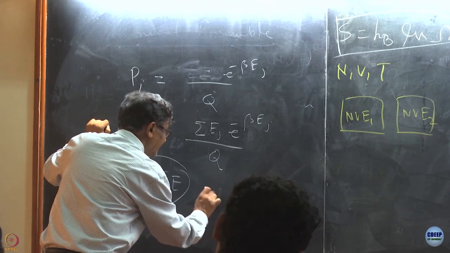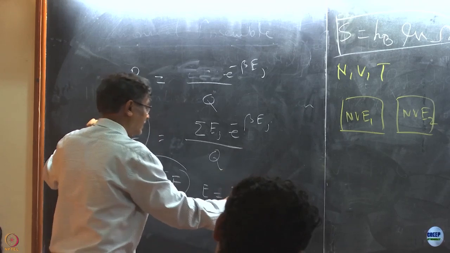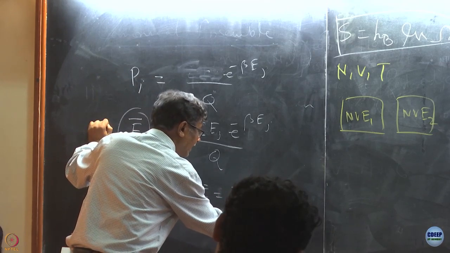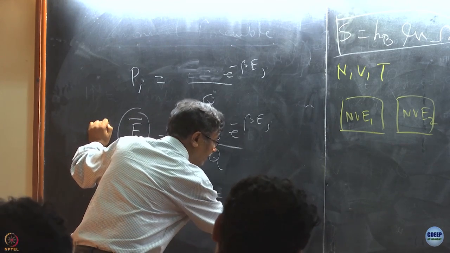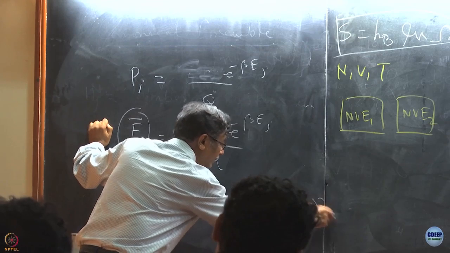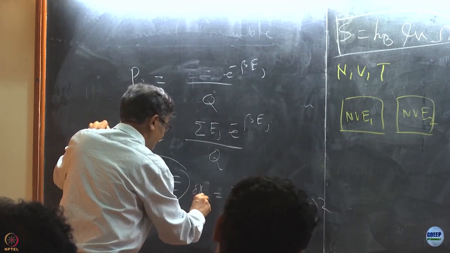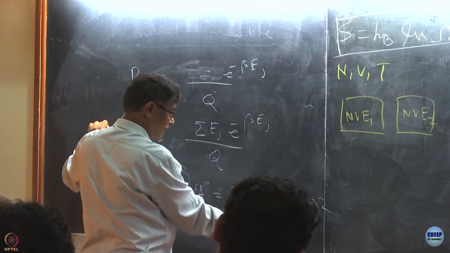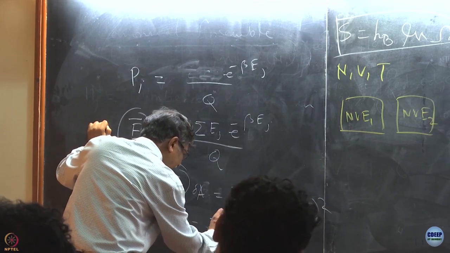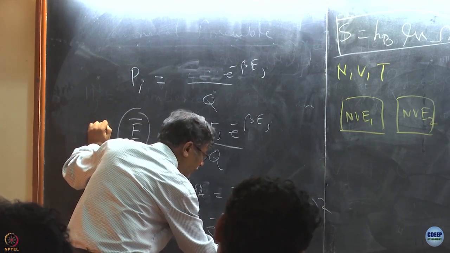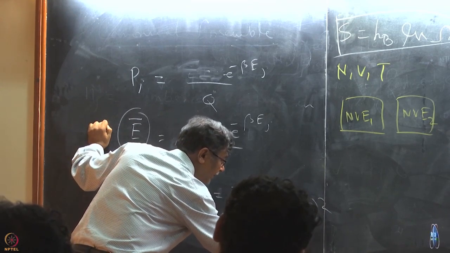So your energy E is E average plus first derivative, which is zero. Then the second derivative is d2A over dE2 times delta E square. So your variation of free energy, because the first derivative is zero, the probability is e to the power minus delta A, and that is e to the power minus delta E square.